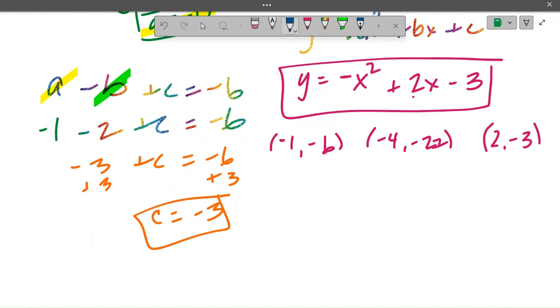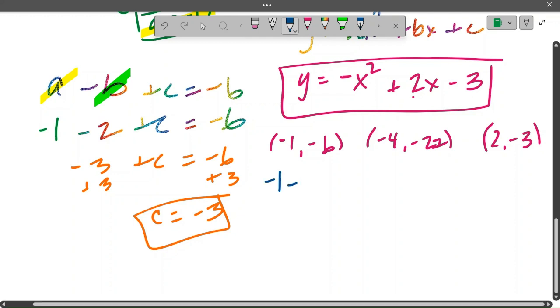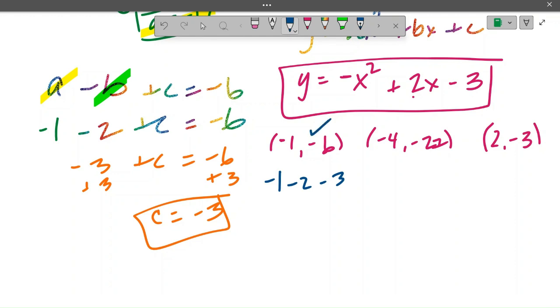Maybe I should write this down so I remember. So I have -1 minus 2 minus 3. That gives me -6. So check, this one is correct. If you wanted to write this down, you could do something like this. -4 squared plus 2 times -4 minus 3. So that gives me -16, right? Because negative times -4 times -4, which is +16. +16 times a negative is -16. Plus 2 times -4, which is -8, minus 3. This gives me -27. Check, that's correct.